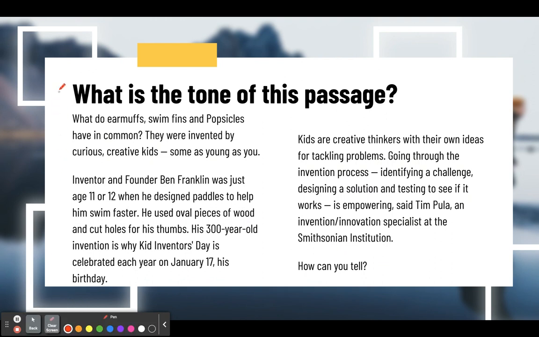So go ahead, tell me what is the tone of this passage and what words tip you off. I feel like the tone of this one is hopeful or maybe inspired. I feel like the author is really conveying that they are very excited by all these inventions that kids have. So, why I think that is he's calling inventors curious and creative. He's saying kids are creative thinkers, tackling problems. It's empowering. So I think all of those things really show that he's inspired by kids.